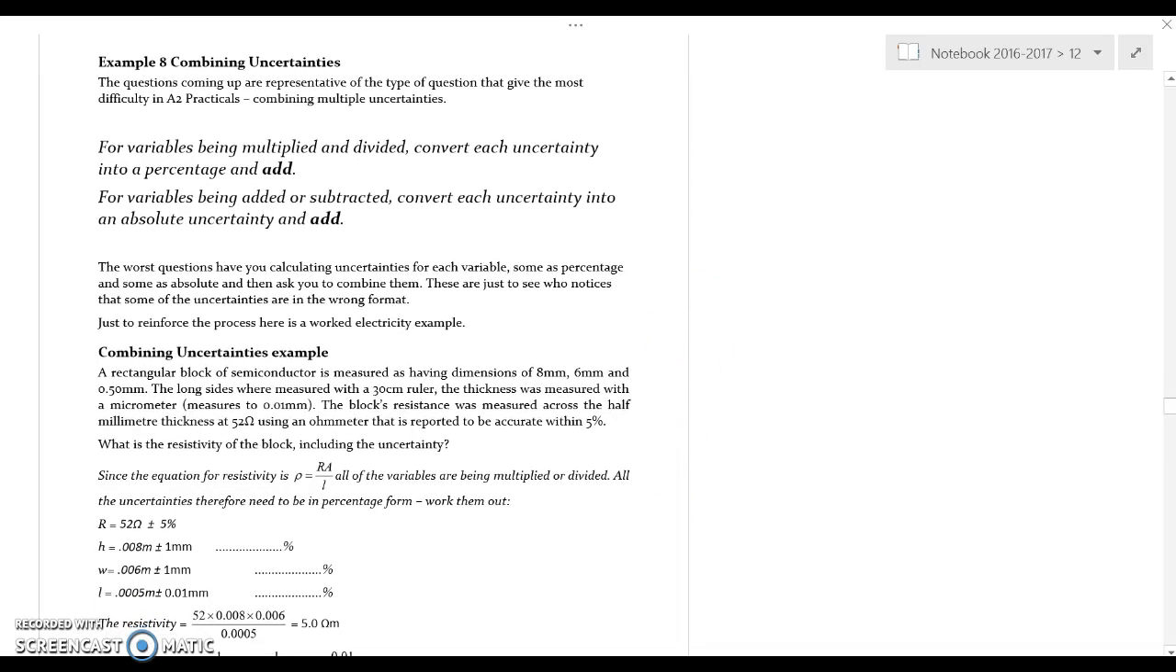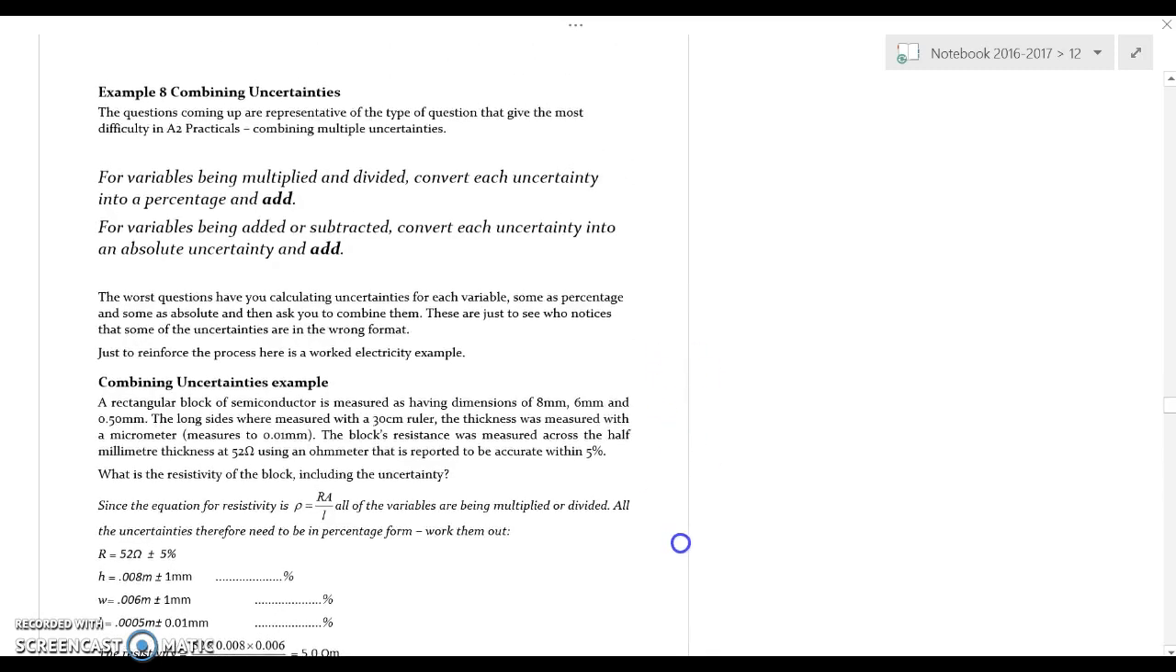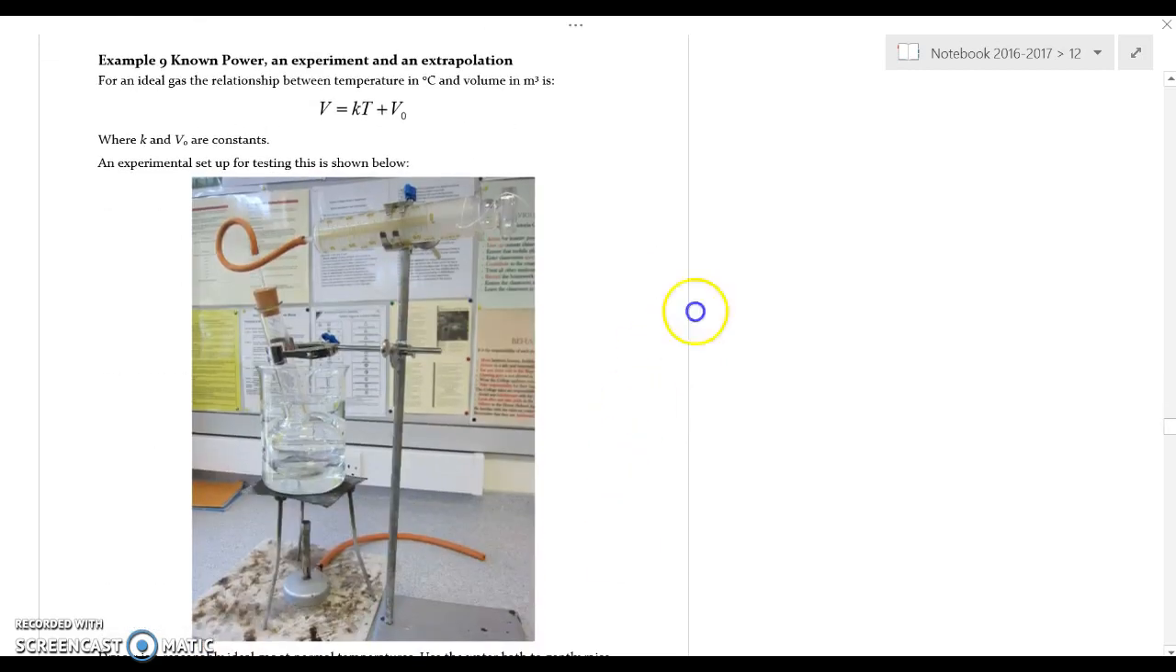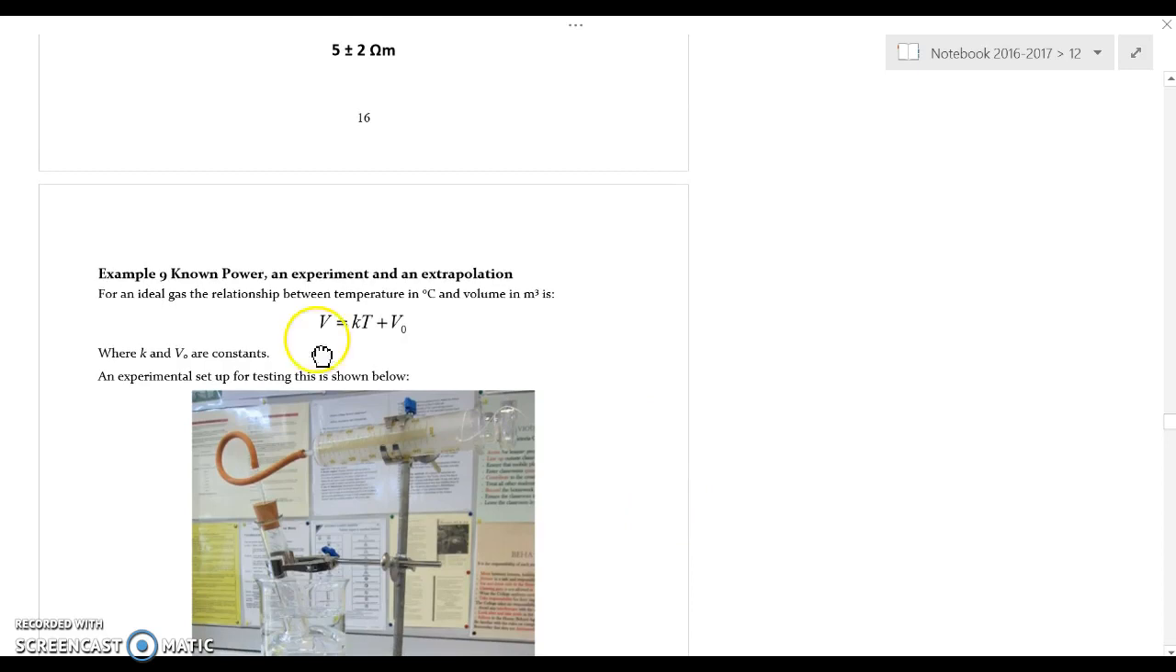Then a little bit of a reminder on combining uncertainties. All this is in your notes already. This should be something you know. If it's not, don't worry. Just recap it. Then you're told about some experimental apparatus to prove this relationship here.